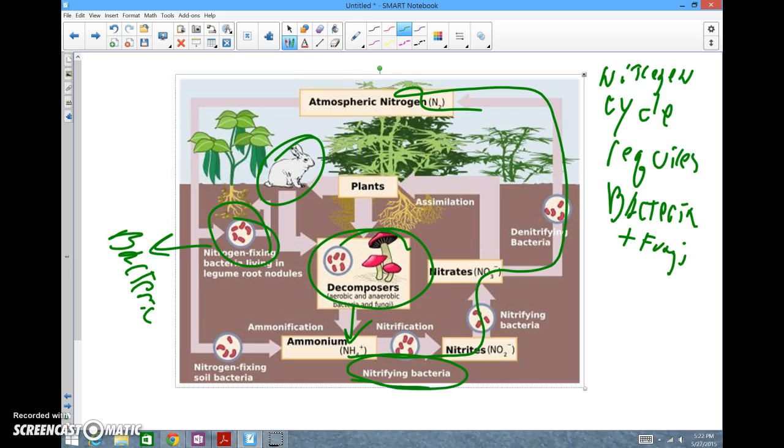All right, so those are the basics of cycles in an environment. Just remember, biotic factors in an environment are all about the relationships between organisms, and abiotic factors in an environment are all about how the factors are recycled so that they can be used in perpetuity.